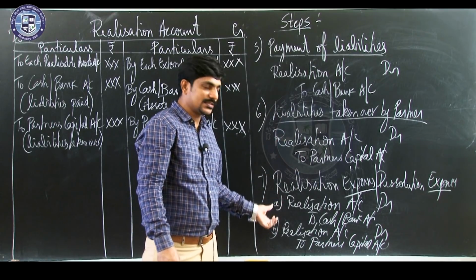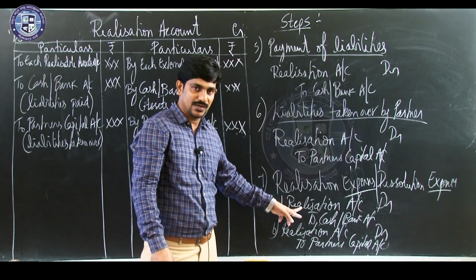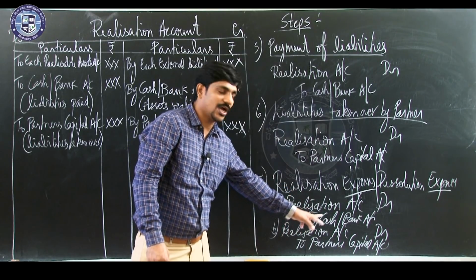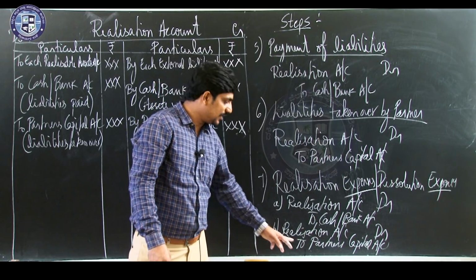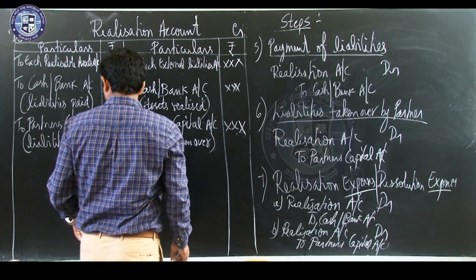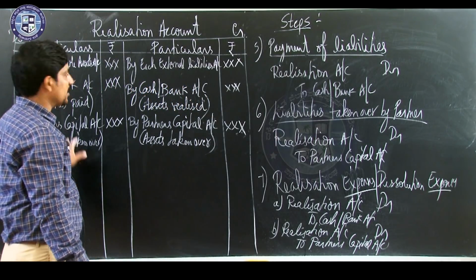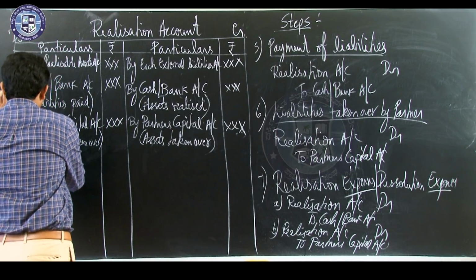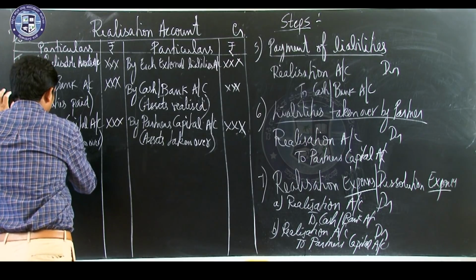But here there are two cases. Sometimes realization expenses or dissolution expenses will be paid by the firm. At that time you write to cash or bank account. Sometimes it will be paid by the partner. At that time you write to partner's capital account. So on the debit side, you write dissolution or realization expenses, because expenses mean debit side. If it is paid by the firm, to cash or bank account.